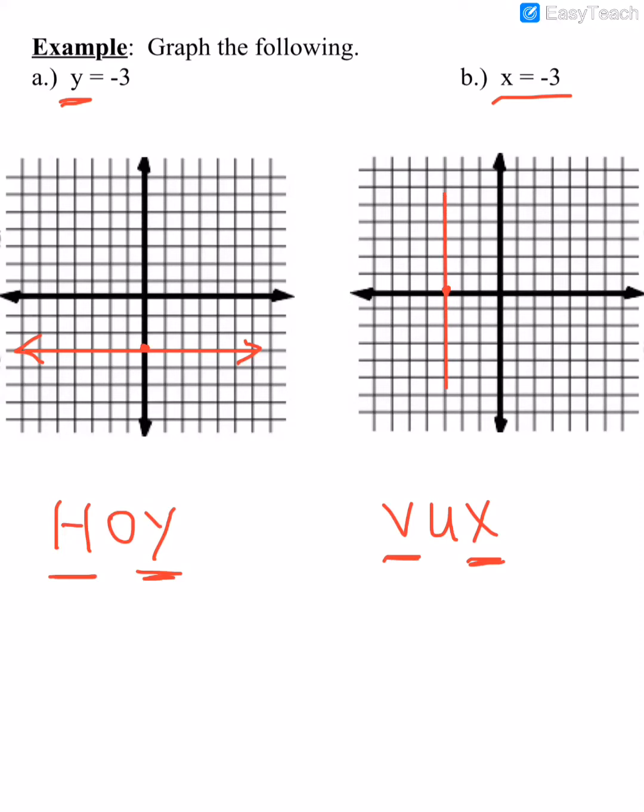Okay, the last form of an equation is the general form of an equation. Sometimes this is called standard form. Ax plus By plus C equals 0. And in this form, A and B cannot be 0. This is also, I just said, called standard form.